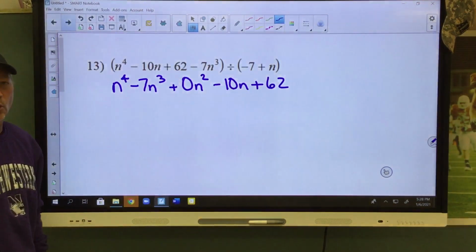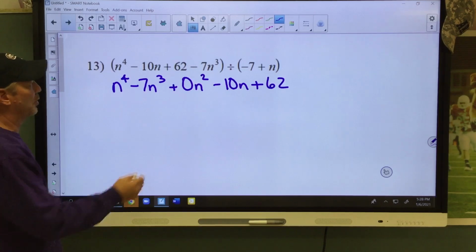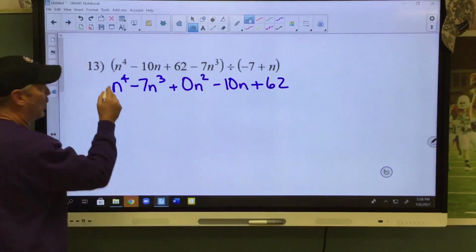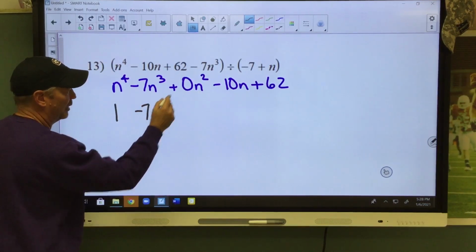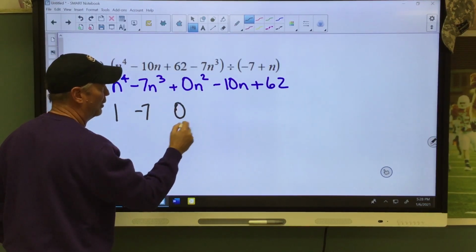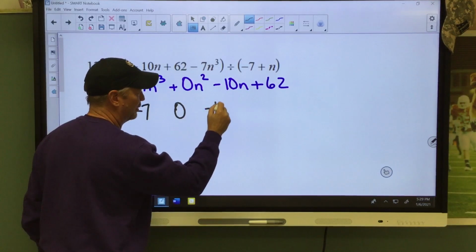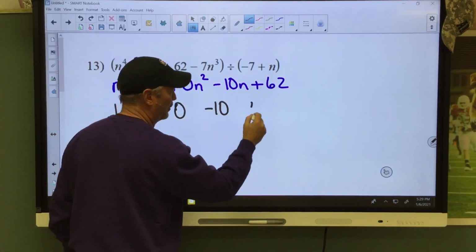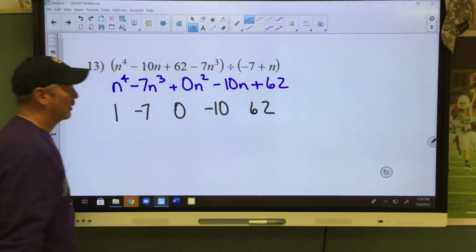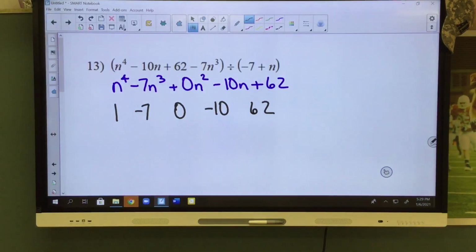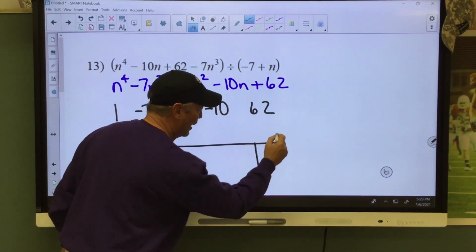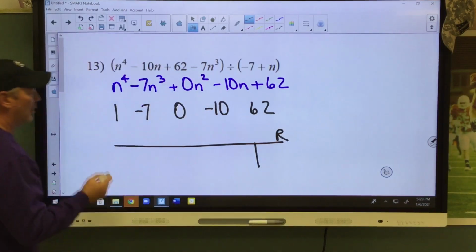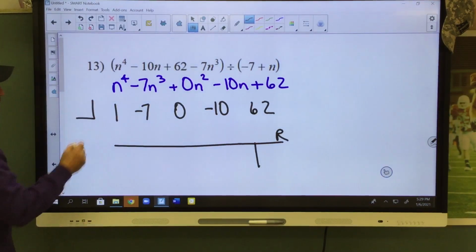So we're going to list the coefficients. We need the coefficients, so we're going to say 1, negative 7, 0, negative 10, 62. Listing all the coefficients. We're going to draw our line. This will be my remainder column. We're going to put our little bracket.